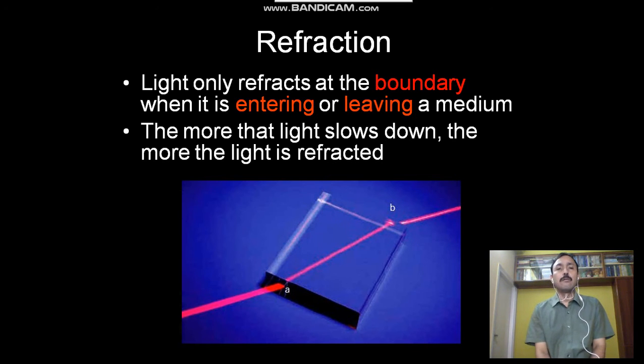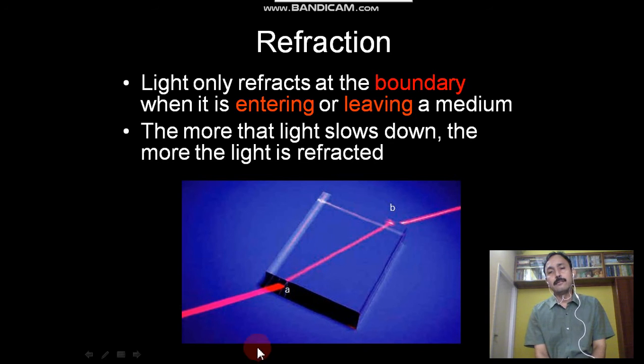Okay. Now, light only refracts at the boundary. This is the boundary, and it is refracting here. Light only refracts at the boundary when it is entering or leaving a medium. The more that light slows down, the more the light is refracted.